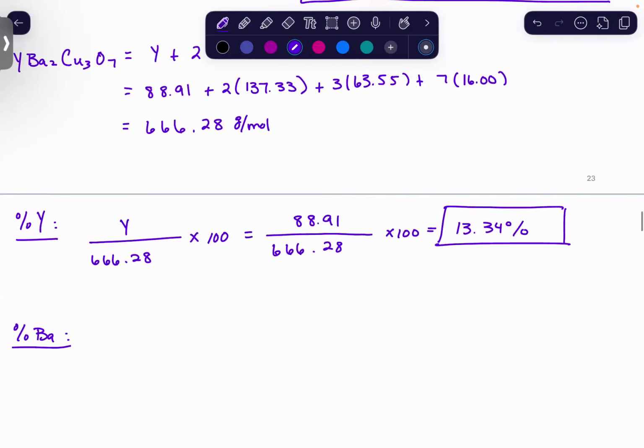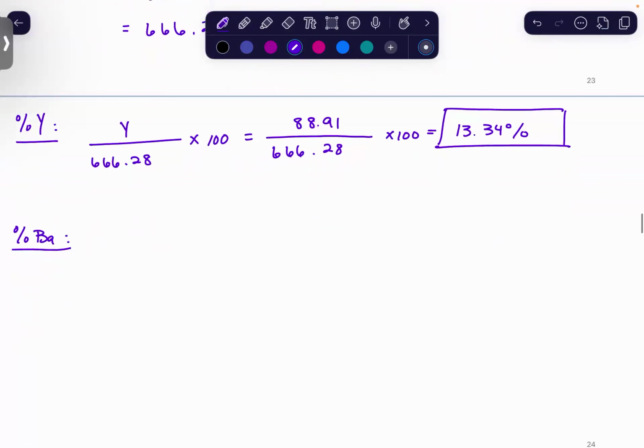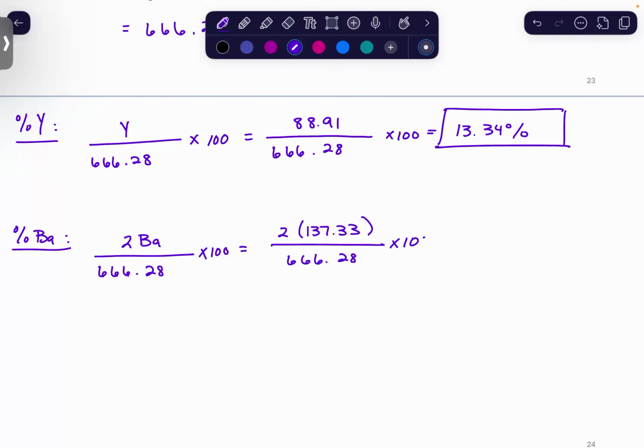Okay, but look at the chemical formula. There are 2 bariums in there. So in the percentage, we need both of those. All right, that's 2 times 137.33. That's going to equal about 41.223%. We're keeping significant figures.